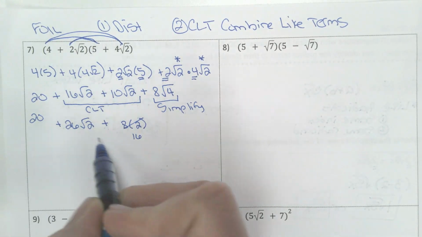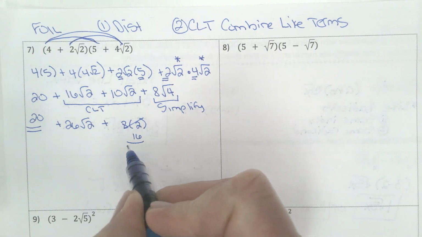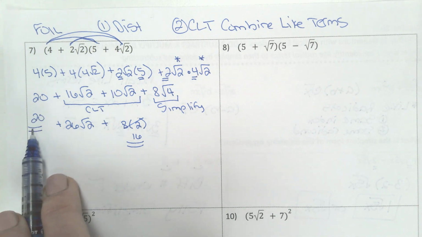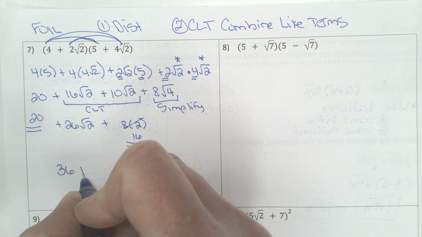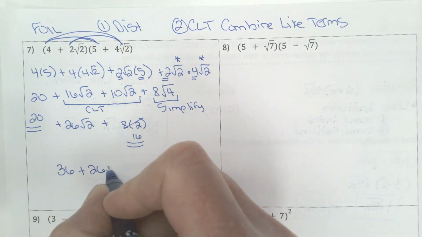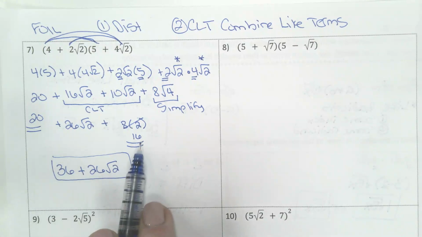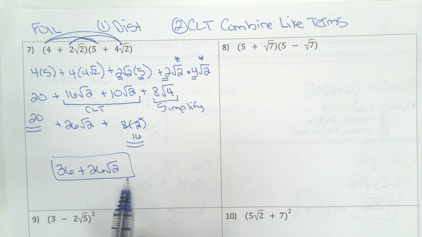And so then when I look here, I have these 3 terms. Now I have 2 plain old numbers that I can go ahead and combine. So 20 and 16 is 36 plus 26 radical 2. So the constants, the plain old numbers, they didn't have any radicals. They can't do anything with them. So they're one number, and then the radical is another number together.